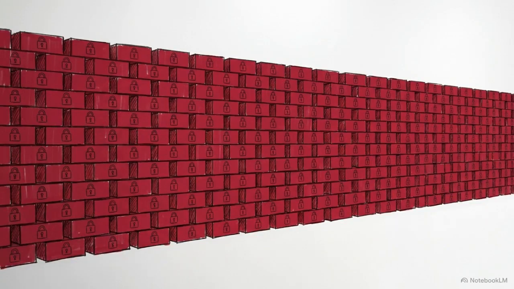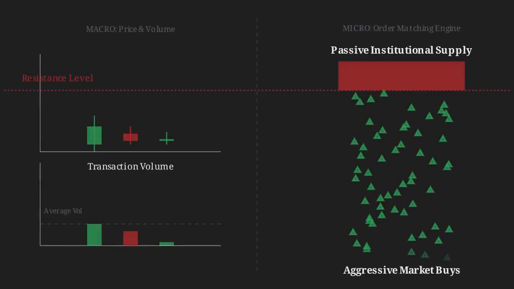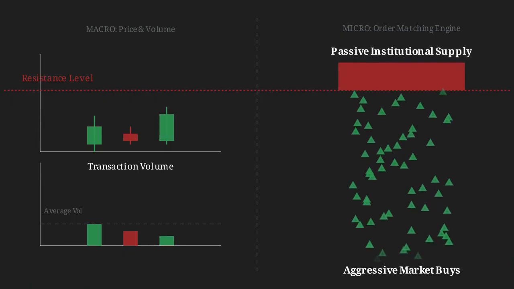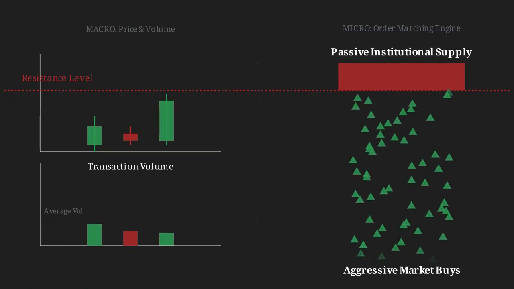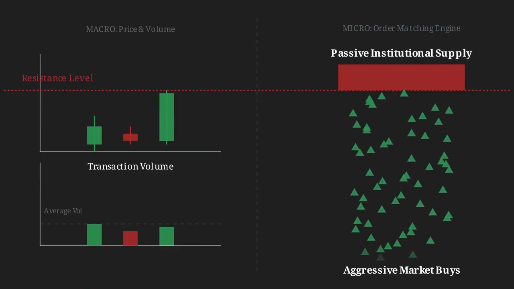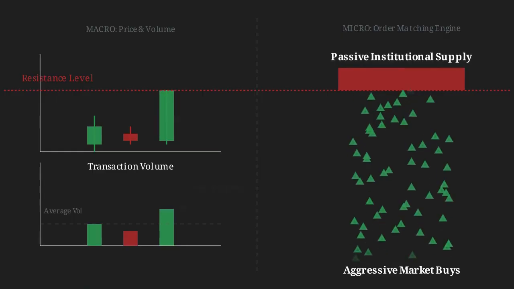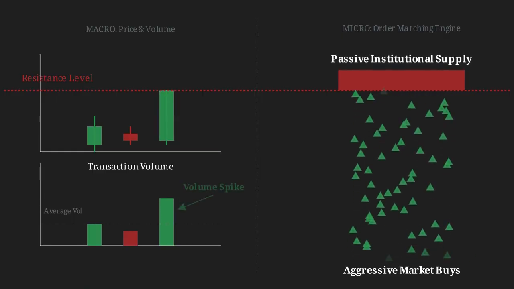This neutralization occurs because of a supply wall, an immense concentration of passive limit sell orders placed by institutions at specific resistance levels. The electronic matching engine requires every passive limit sell to be matched by an aggressive market buy to complete a transaction. Chewing through a massive institutional wall requires a rapid sequence of market buys. This generates the historic volume extremes visible on subcharts.